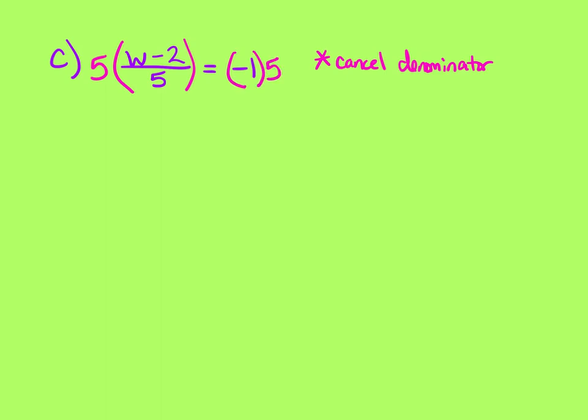So when I divide 5 and then I multiply 5, they cancel out, and what remains on the left side is w minus 2. On the right side, negative 1 times positive 5 is negative 5. And now, I just want to get w by itself, so I'm going to add 2 to both sides. And I get w equal negative 3.